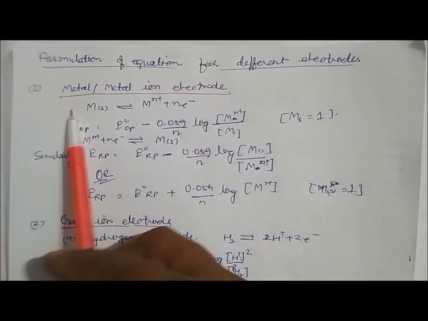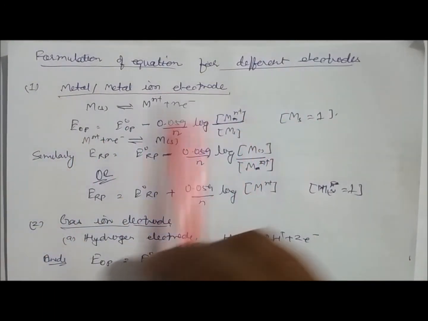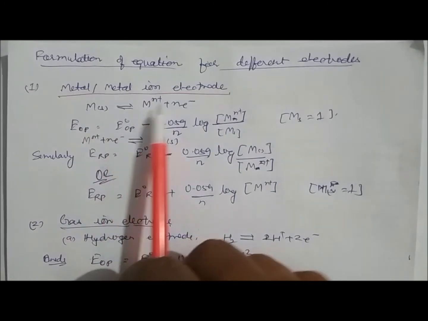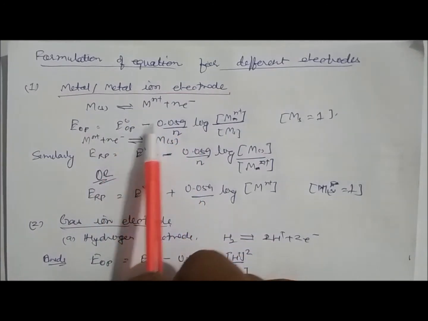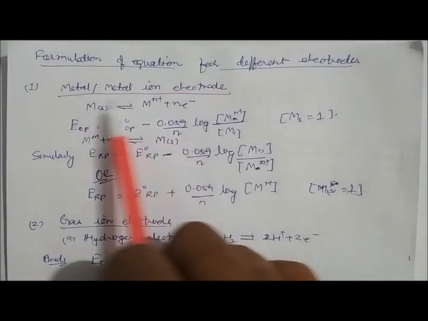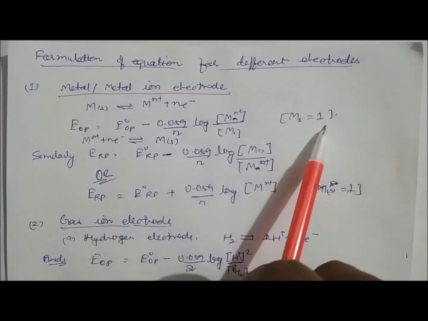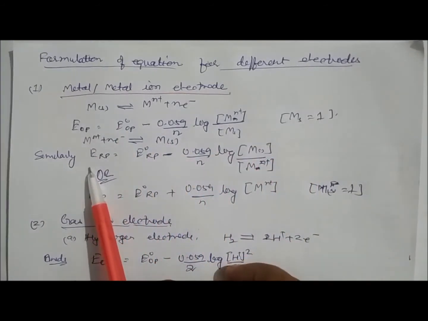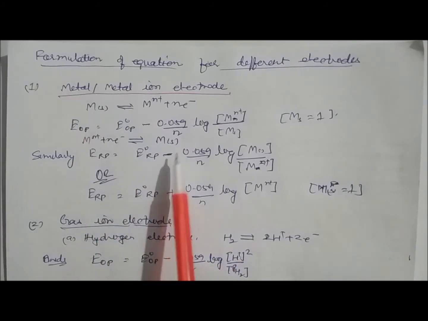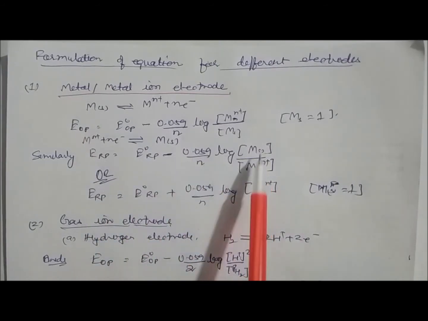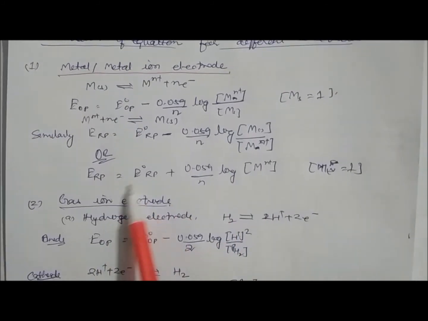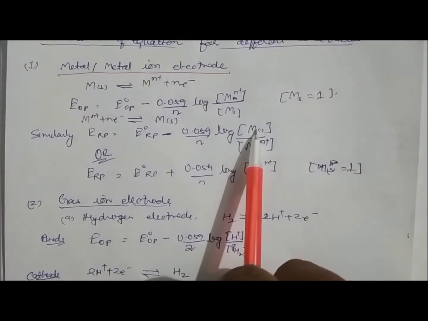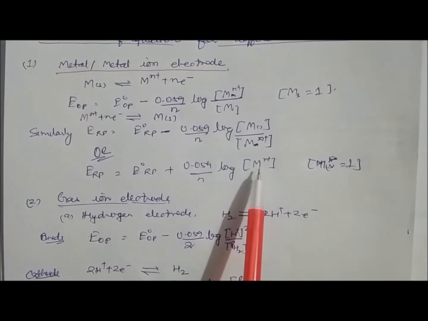Now we will see the formulation of the equation for different electrodes. This is the metal ion electrode. Metal is losing electrons, so EOP is E naught OP minus 0.059 by N log of this by this. If MS is 1, and if it gains electrons, we can write ERP is E naught Rp minus 0.059 by N log of M by Mn plus. Or if you take it as M1, we can take the plus sign.